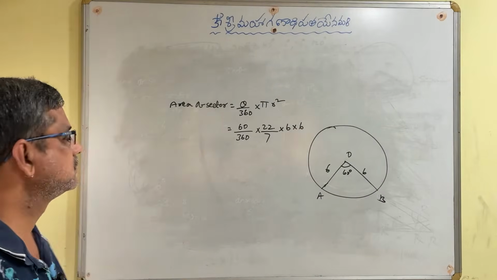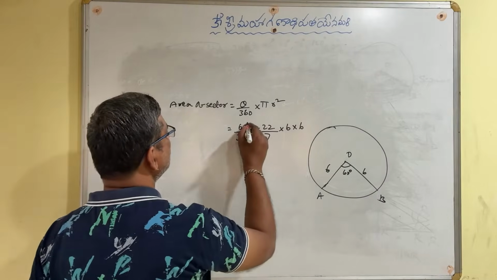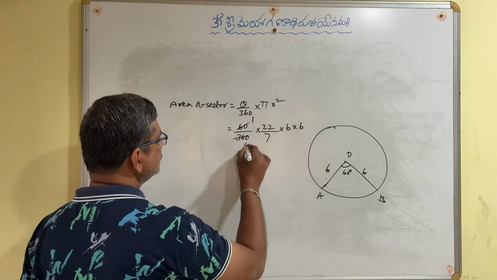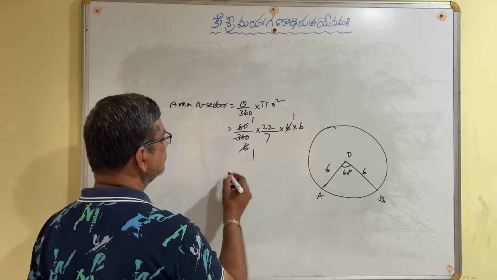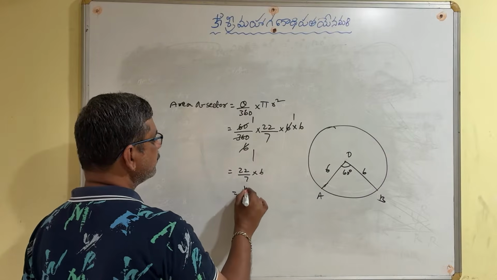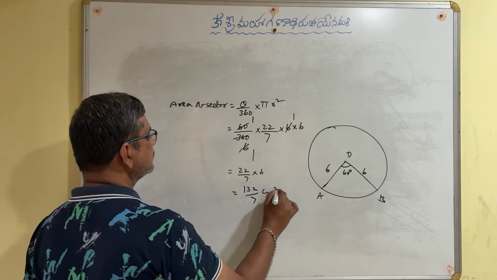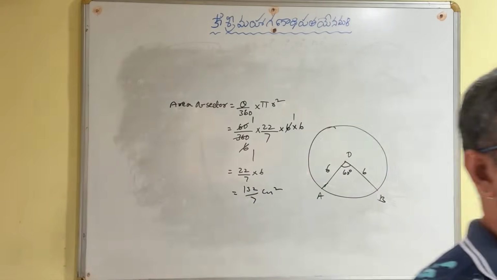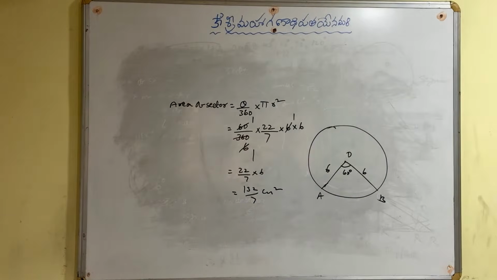Now 60 ones are 6, 6 ones are 6. So what is remaining? 22 by 7 into 6, which is 132 by 7 centimeter square. That is the area of the sector. No need to convert into decimal.